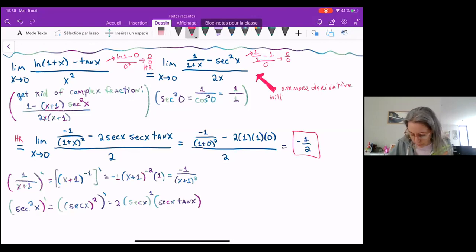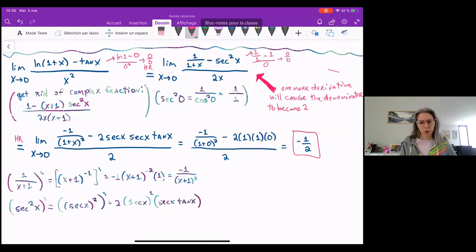Why is that useful? The answer is that when the denominator becomes 2, there's no longer a chance of it being 0. So we're no longer going to have the indeterminate form 0 over 0 because we'll have a 2 in the denominator. So we can see that by not simplifying, by just doing L'Hopital's rule one more time, we're already going to be done with L'Hopital's rule.